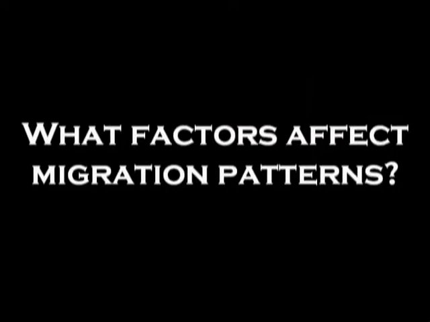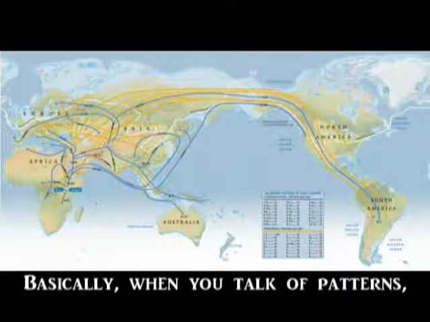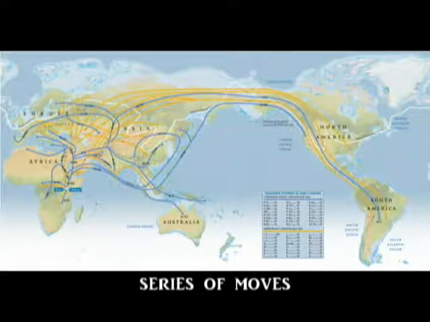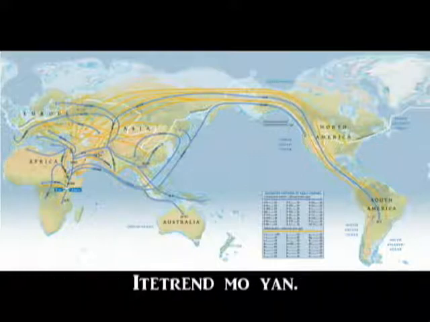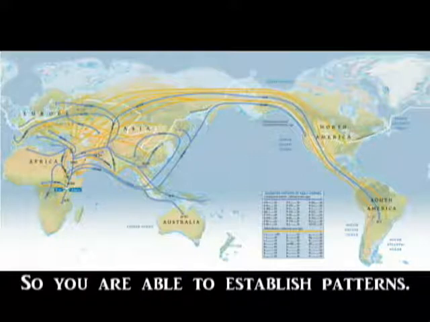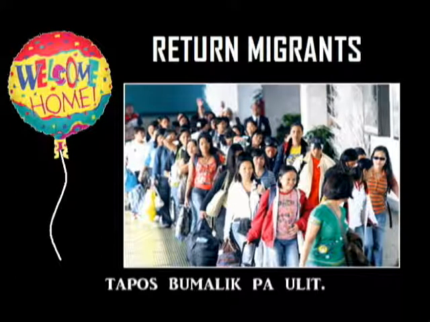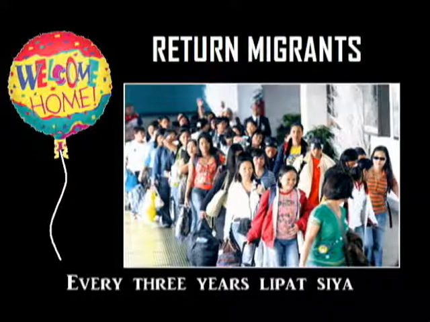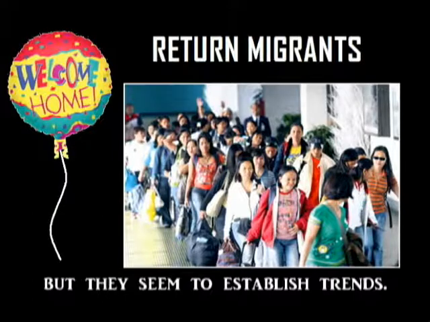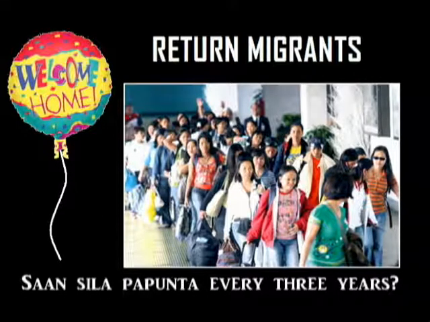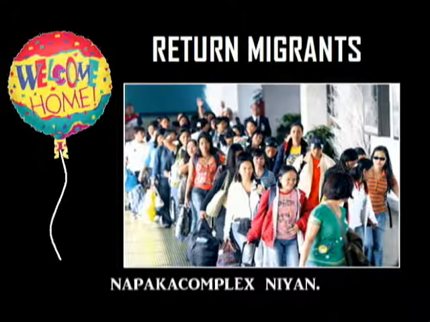What factors affect migration patterns? The same things that I mentioned. Basically, when you talk of patterns, you mean a series of moves. You have to take into consideration, you trend it, you chart it, so you're able to establish patterns. We also have what we call return migrants, who go back again. So, when did they move? Every 3 years they move. Like the OFWs, they are migrants, but they seem to establish trends. Where are they going? Every 3 years they return, every 5 years, depending on the contract. So, migration patterns are very complex.